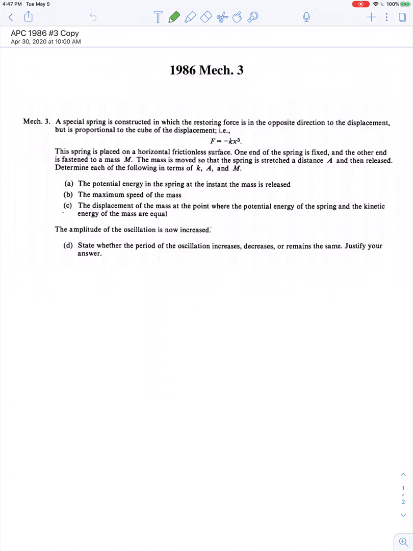Here's a review problem on periodic motion from the AP Level C exam from the year 1986, problem number 3.